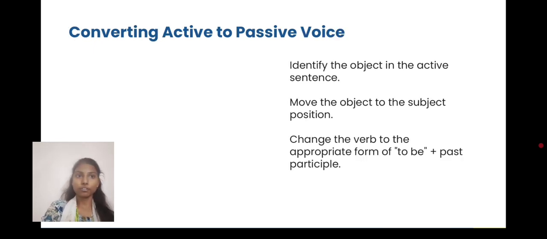Converting active voice to passive voice. Identify the object in the active sentence. Move the object to the subject position. Then change the verb to the appropriate form of to be plus past participle.